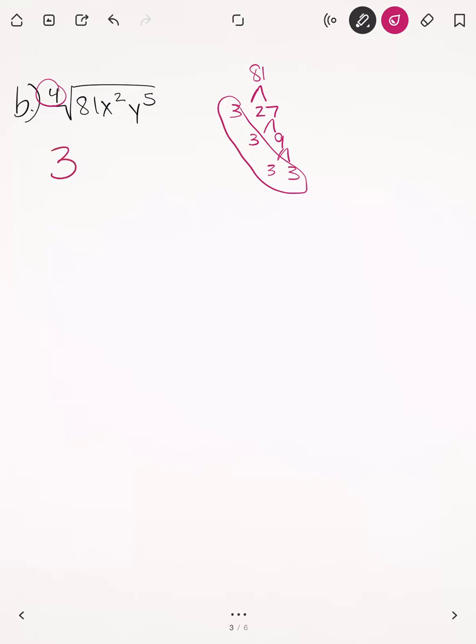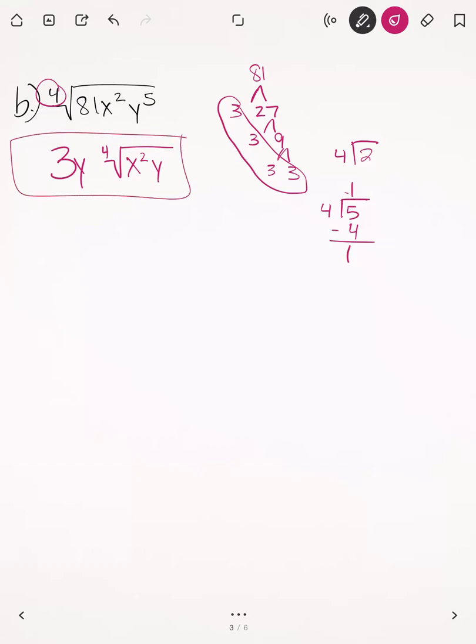Now I look at my variables. If I notice, I have this. 4 does not go into 2 evenly, so it does not get to leave the radical. Don't forget your index number. Okay, when I go to y to the 5th, again, I take my exponent of 5, I divide it by 4. 4 goes into 5 one time evenly. It has a remainder of 1, so a big Y gets to leave, and there is one remainder Y that had to stay in. And this would be simplified.